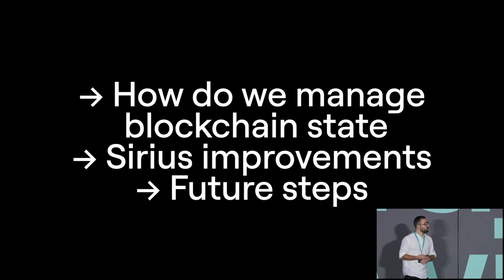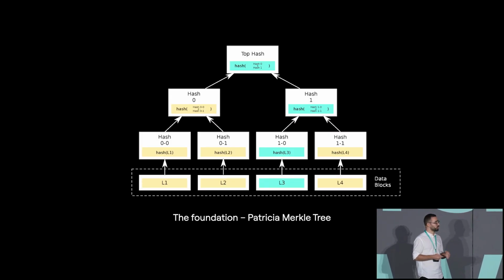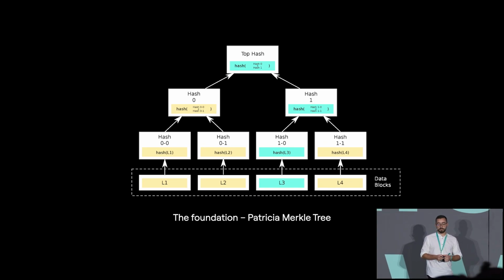So let's start. The foundation of our state is the Patricia Merkle tree. This is actually not the Patricia Merkle tree. It's a simple binary Merkle tree. But for the simplicity of things, I have chosen this image. And there are a few keywords that you need to know to understand this.